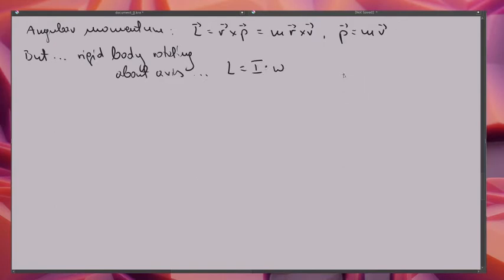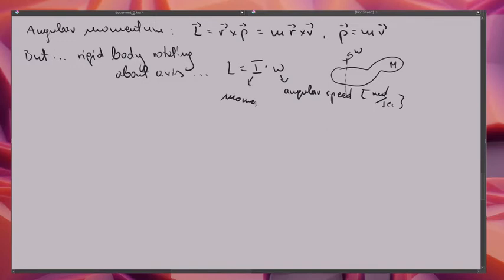So if you have some kind of an object, here's an object, here's the axis of rotation, and let's say this thing rotates at some omega. As long as you know the moment of inertia, you can calculate and see what's going on here. So this is the big mass, if you will, and this mass rotates at omega about an axis. Then all you have to do is this, where omega is the angular speed in radians per second, and I is the moment of inertia.